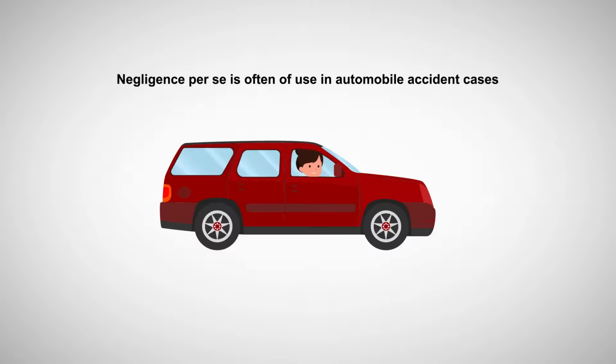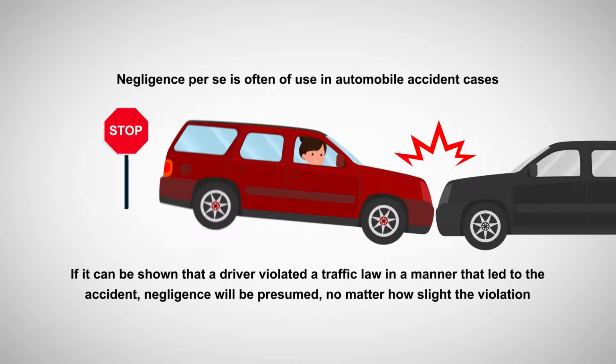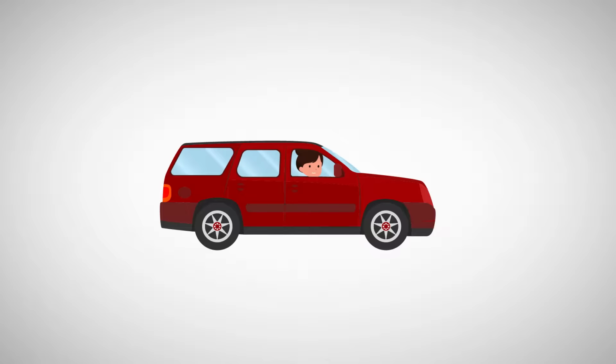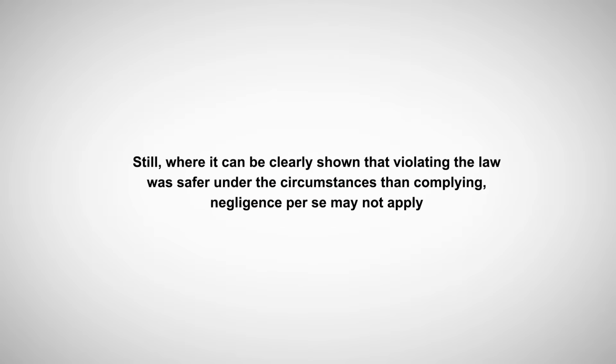Negligence per se is often of use in automobile accident cases. If it can be shown that a driver violated a traffic law in a manner that led to the accident, negligence will be presumed no matter how slight the violation. So for example, if a driver drives 35 miles per hour in a 30 mile per hour zone, she is presumed to be negligent, even though it's quite possible that she was driving no faster than most people on the same road. Still, where it can be clearly shown that violating the law was safer under the circumstances than complying with it, negligence per se may not apply.